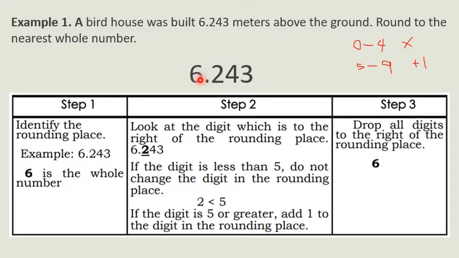And then, lahat ng nasa kanan ng decimal point ay hindi na natin kokopyahin. Ibig sabihin, pag niround off natin yung 6 and 243 thousandths to the nearest whole number, siya ay mananatiling 6. So, therefore, the birdhouse is about 6 meters high.